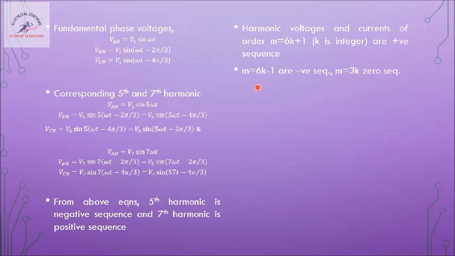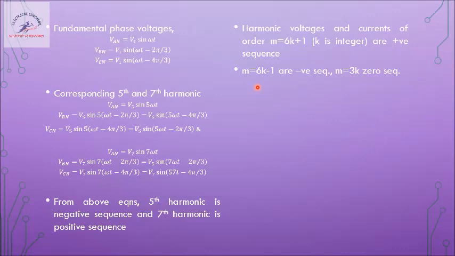Next, harmonics of the order m equal to 6k minus 1 are negative sequence components. So if we substitute k equal to 1, we get 6 minus 1, which is 5. So the fifth harmonic component is a negative sequence component. And similarly, if I substitute k equal to 2, the 11th harmonic component is a negative sequence component.